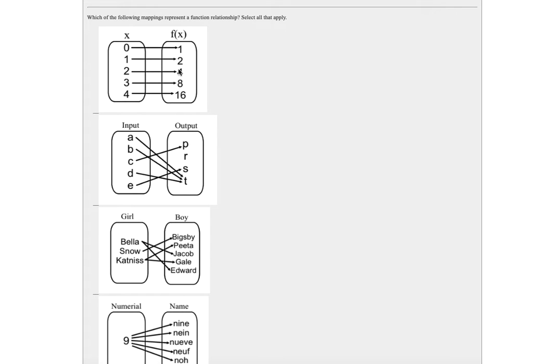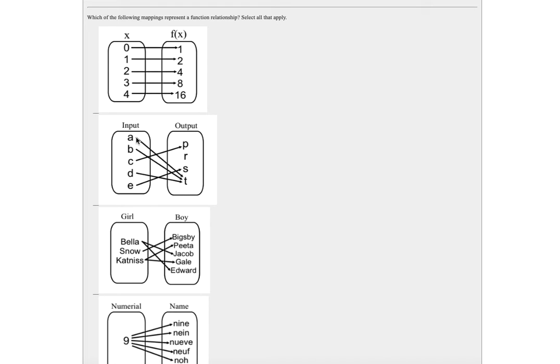Okay, so for this question, we're asked to identify which of these represent a function. So remember, for a function, for every input, there is only one output. So if we look at this first one, when the input is 0, the only output is 1. When the input is 1, the only output is 2, and so forth. So that would be a function.